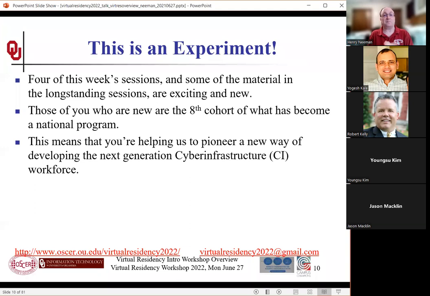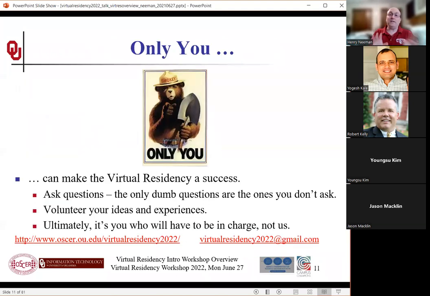So again, this is an experiment. Some of this material is reuse and updating of material we've used previously. Some of it is brand spanking new. You are the 8th cohort of this national program. You're helping us figure out how to do all of this. And the way you're helping us figure it out is let's just do it together and see what happens. And only you can make this process a success.